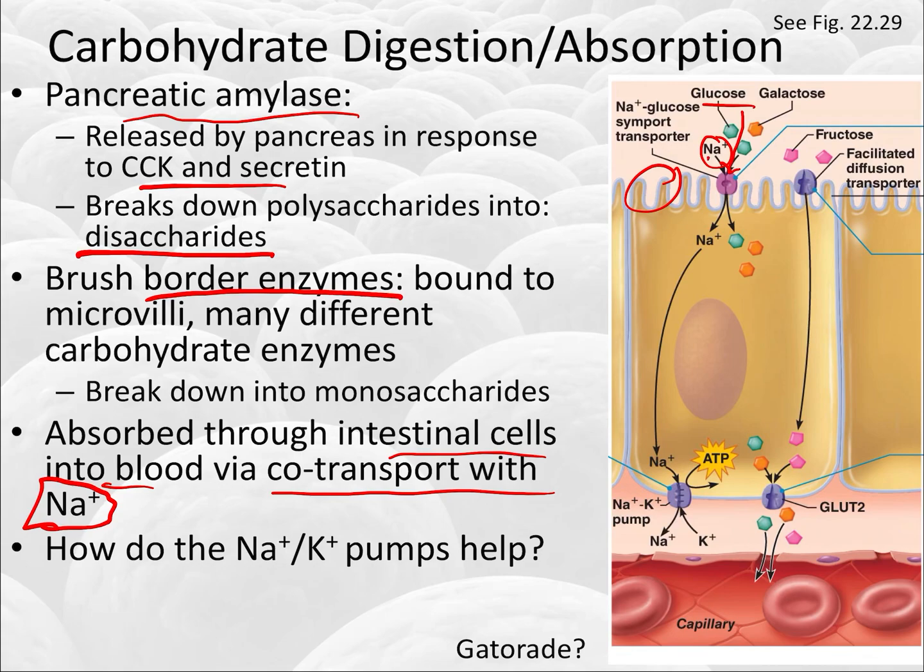So we remember that sodium is always higher outside of the cells, right? So that means we have a concentration gradient to push sodium in, okay? We may not have a concentration gradient for glucose, just depending on the situation, but the sodium concentration gradient helps to pull that glucose in as well. And then, in order to maintain that gradient, we have to get the sodium out, right?